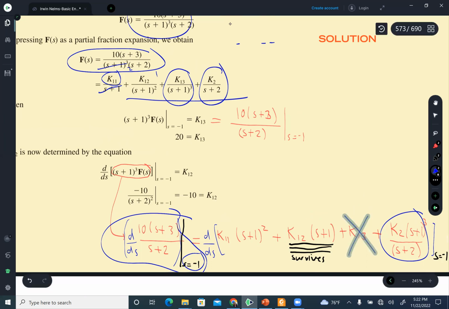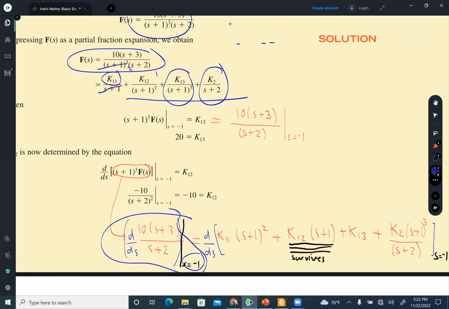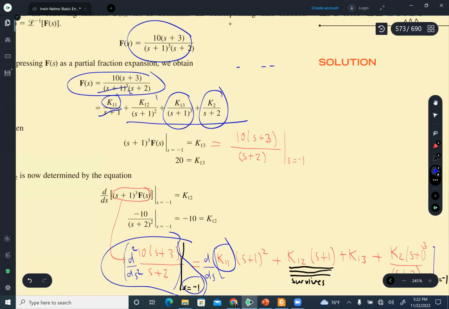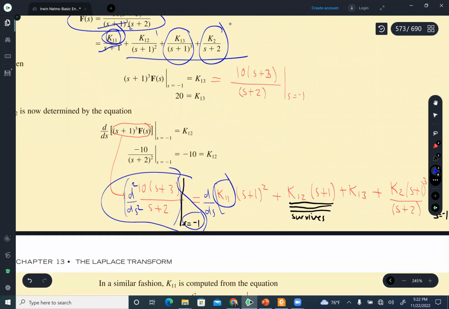And then you take two derivatives, because I'm now interested in K11. When you take two derivatives, so let's write that. This is going to be d squared/ds squared. Now I'm not solving for K12, sorry, I'm not solving for K13. What am I doing? I'm solving for K11, right? I'm trying to solve for this guy. So maybe I can write it in a separate place so things don't get mixed up. Because if I'm confusing myself, I'm probably confusing you guys.